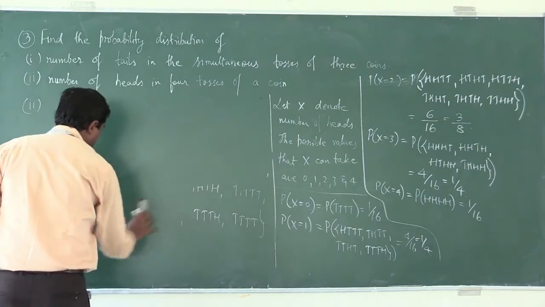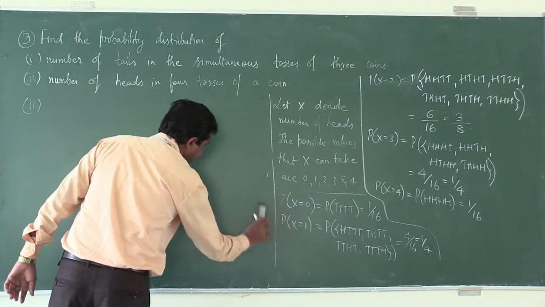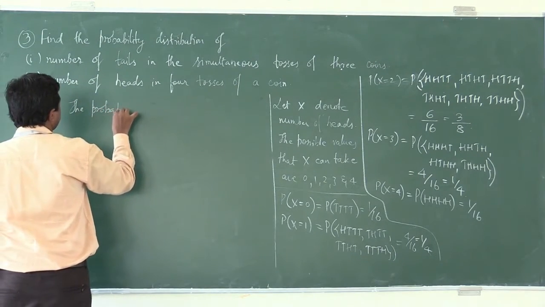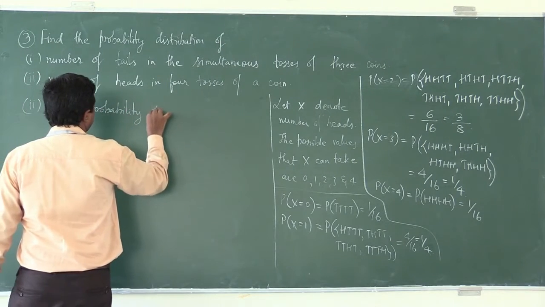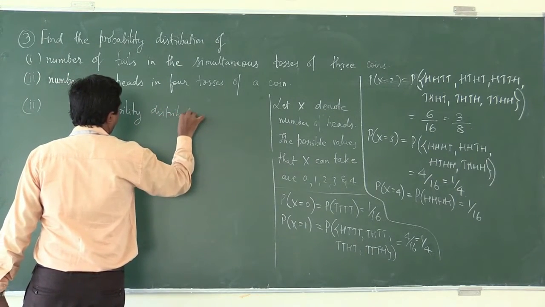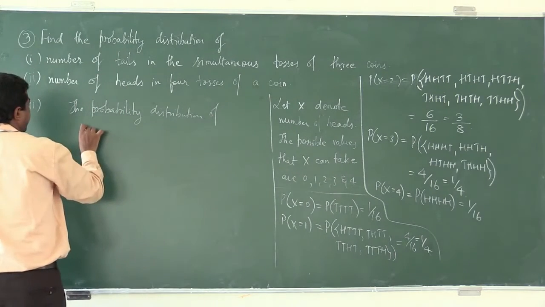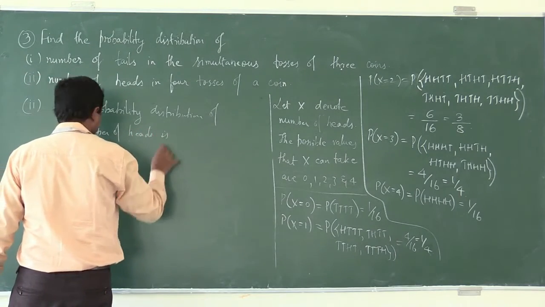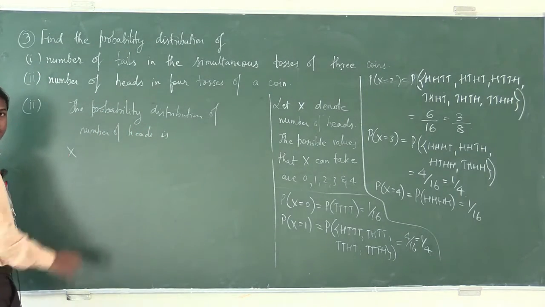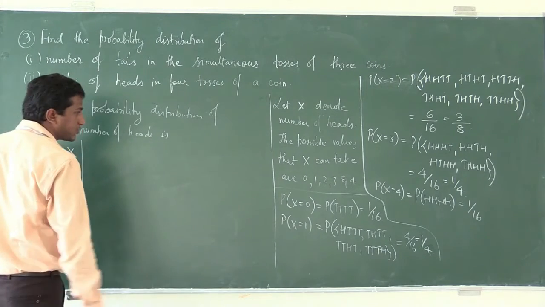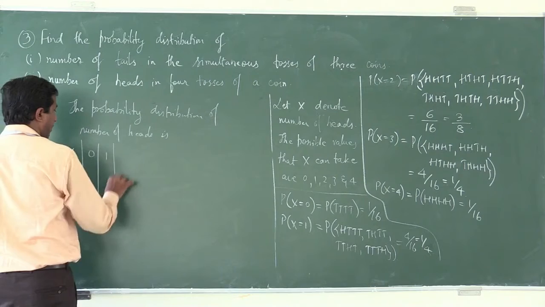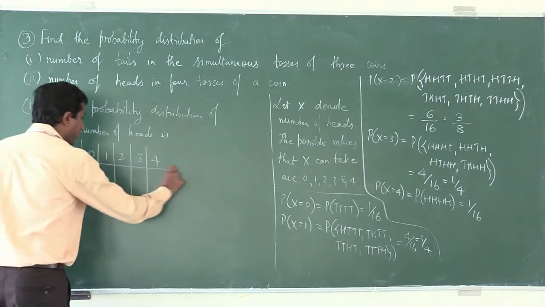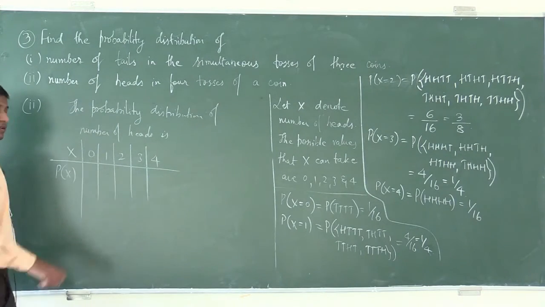So the probability distribution of number of heads is, so we write the possible values of X in first row. So what are the possible values of X? 0, 1, 2, 3 and 4. The corresponding probabilities we will write in row number 2.